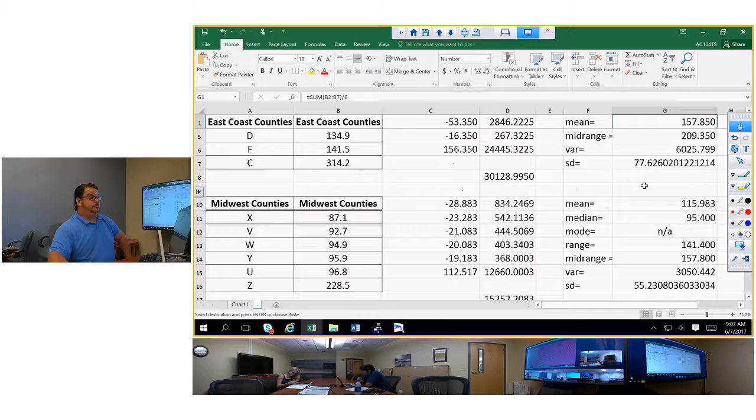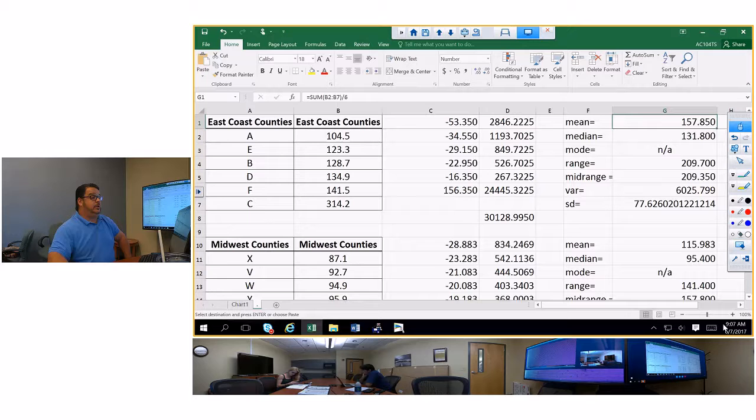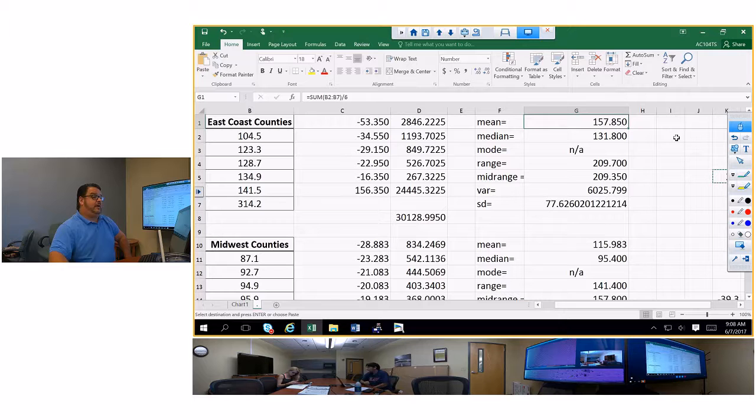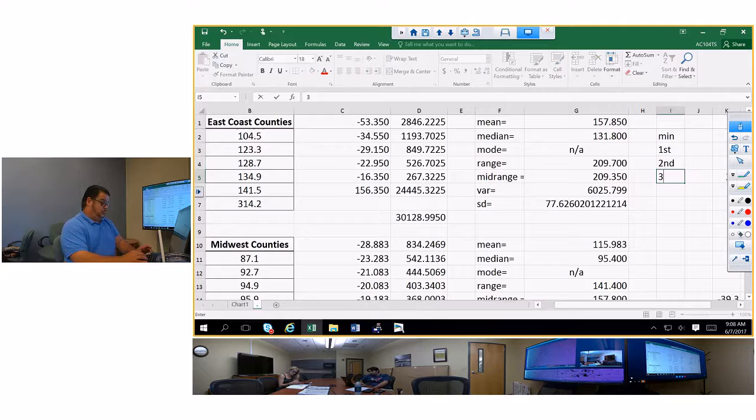Okay, now I'm going to do the five-number summary right here, just to get it in for y'all. First, the min, first quartile, second quartile, third quartile, and the max. Now, I like y'all, so I'm going to do the min, the second quartile, and the max for you. I'm going to calculate those for you.